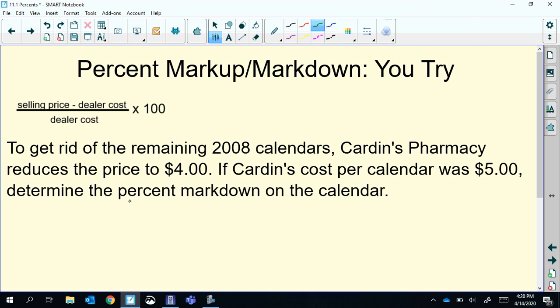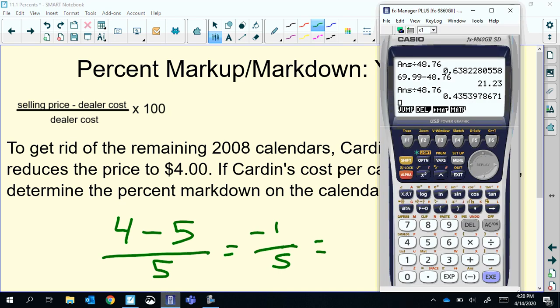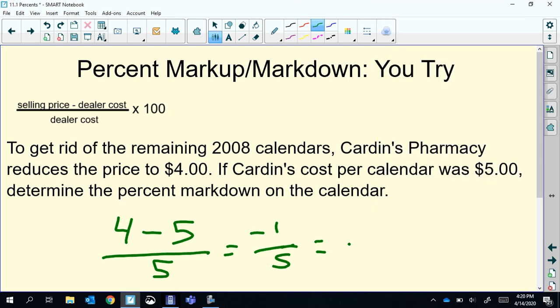All right, so here we have a calendar. They reduced the price to $4. If their cost was $5, determine the percent markdown. So the selling price is 4, the dealer cost was 5, over 5. Remember, those two numbers are always the same. So that's negative 1 over 5, just doing some simple math. 1 over 5 is 0.2, so this would be negative 0.2, which as a percent would be negative, move it 2 spots, that'd be 20%.